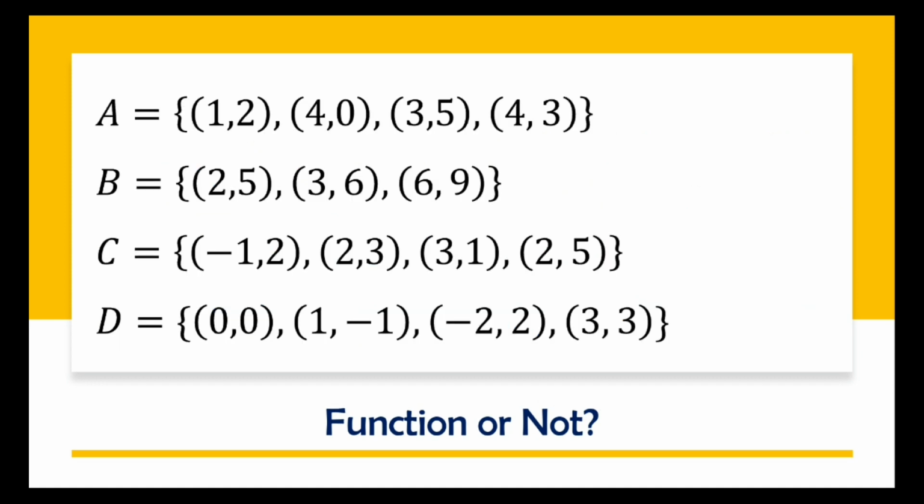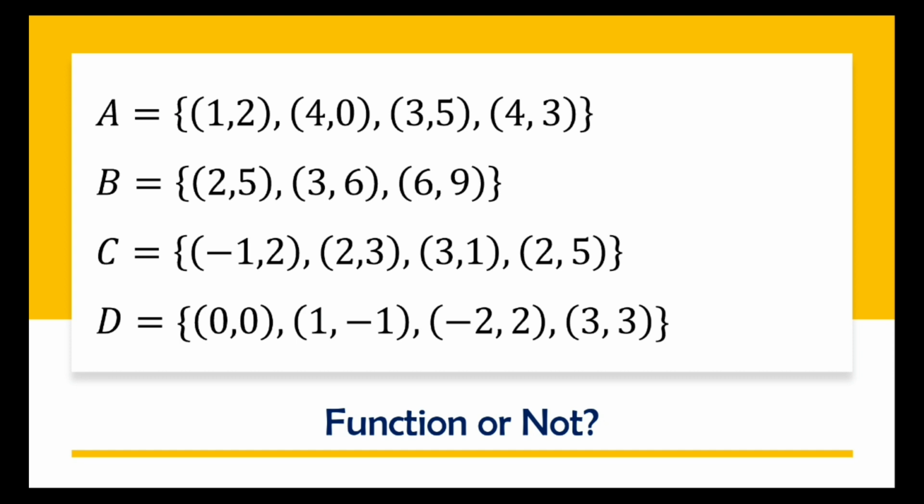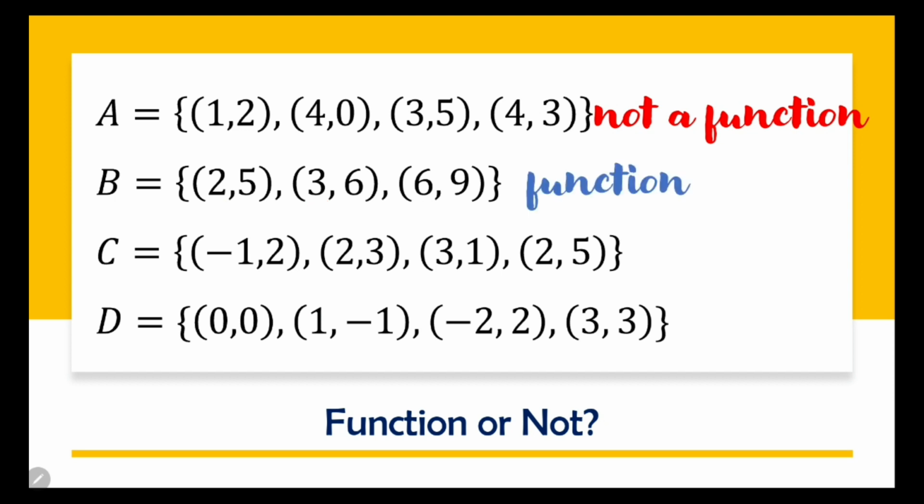Let's consider the following sets of ordered pairs. Is it a function or not? Let's start with set A. Here, we simply inspect the first component and make sure that there is no repetition. We have 1, 4, 3, 4. Since there is a repetition of 4, this set is not a function. Now, for set B, 2, 3, 6. No repetition, so this is a function.